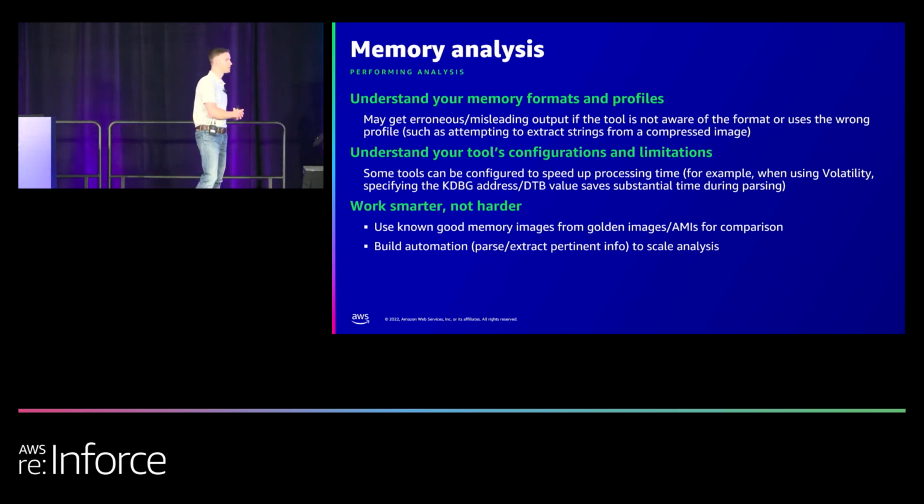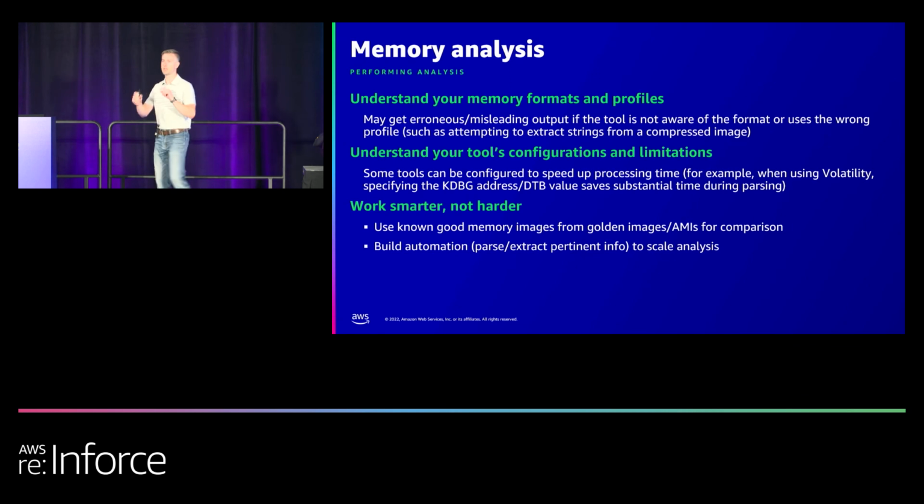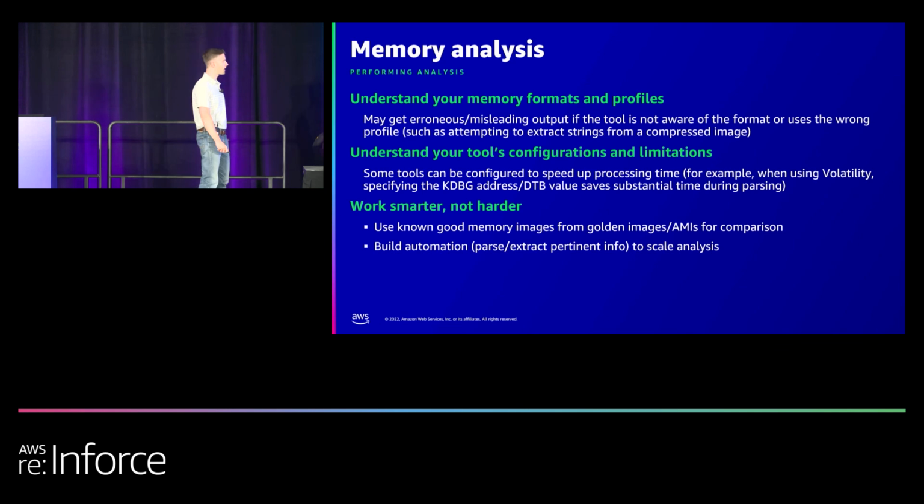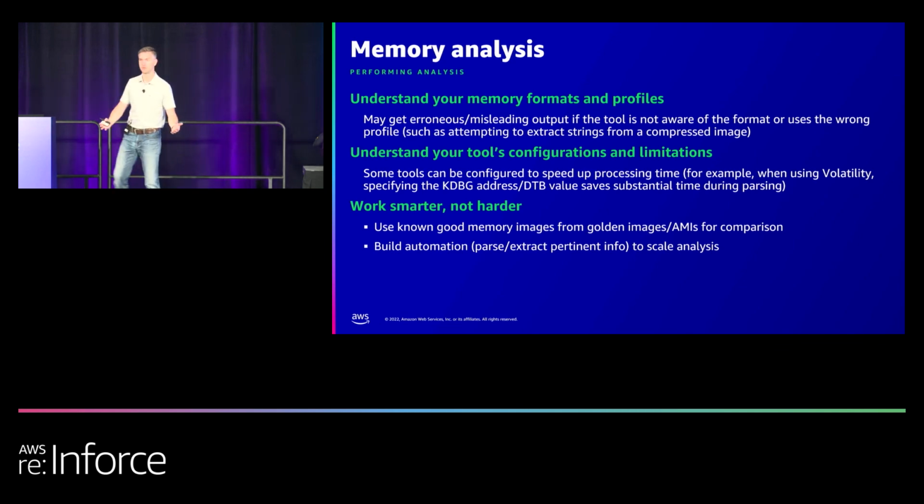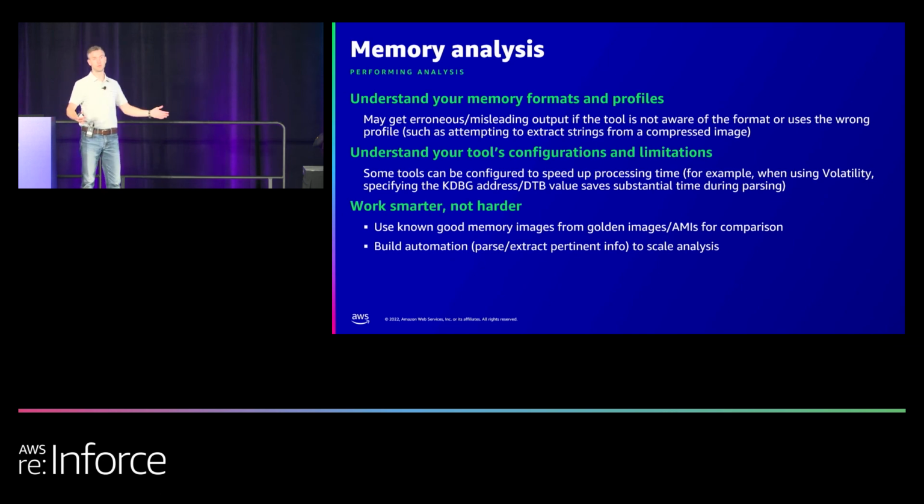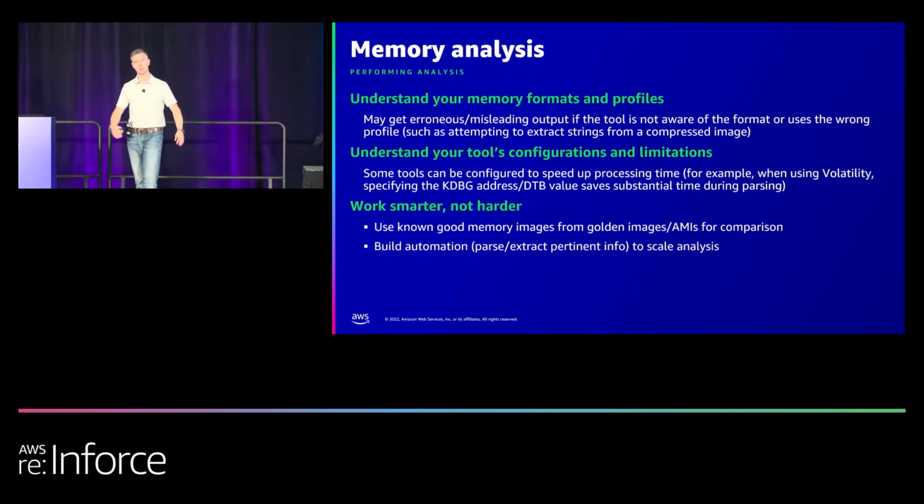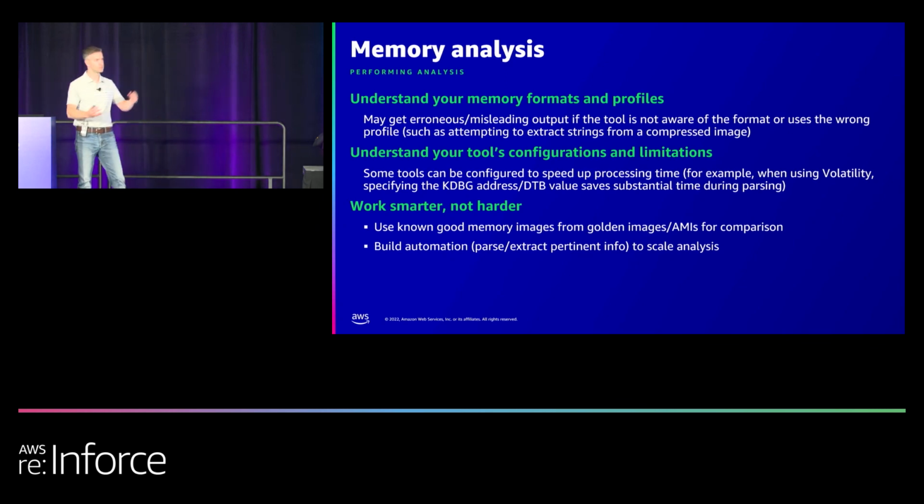And work smarter, not harder, right? You don't always necessarily want to go through and manually inspect an image and go, which process is related to what, and look at the process tree. Well, what about using golden memory images or AMIs for comparison, right? If we have a standard AMI we deploy, we know what tools and utilities are running as a standard part of our servers. Maybe we acquire a memory image of that, and we use that as comparison when we're doing our analysis. So we don't have to go through every single process and wonder, is this right, is this wrong, is this unique? Work smarter, not harder, right?